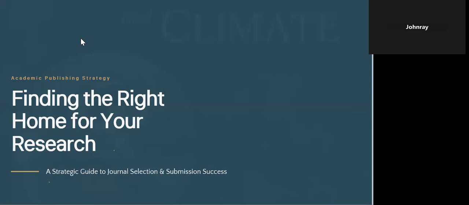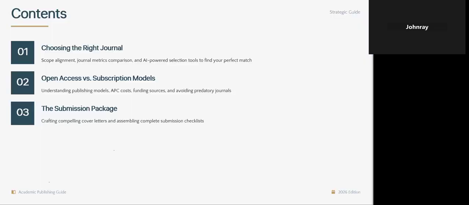So today we are going to look at finding the right home for your journal, and we'll be considering three things. We'll be looking at choosing the right journal, not just any journal, but the right one. Then we'll be looking at the open access and the subscription model. What does it mean when you are submitting to a journal with the open access and the subscription model? And we'll also be looking at the submission package. When you are submitting, what does it come with? What are the things that you need to consider before you go in to submit? So, let's move on to choosing the right journal.